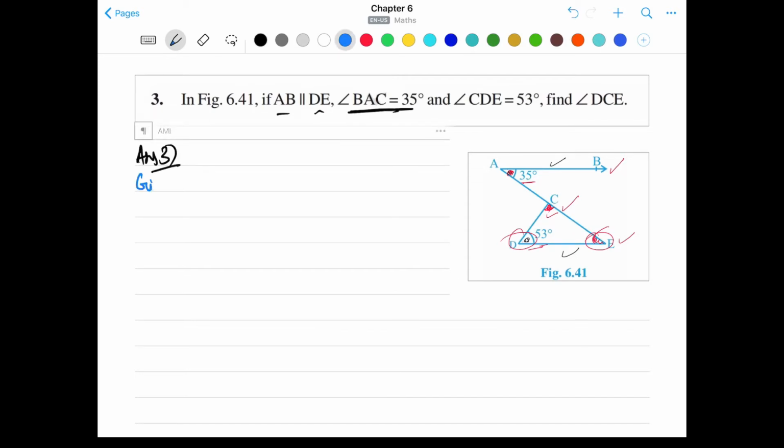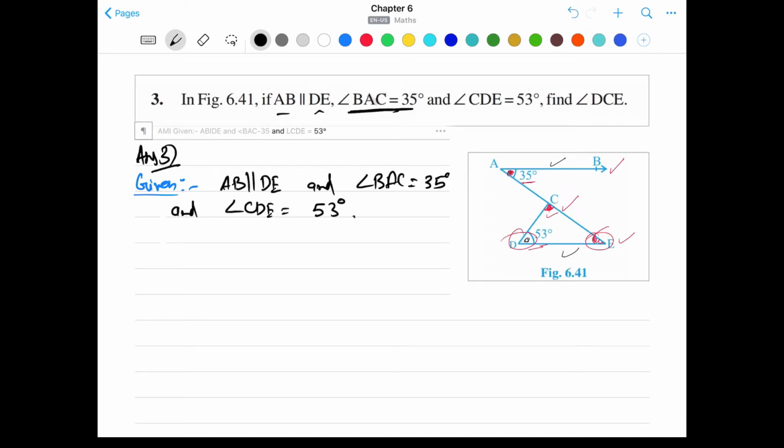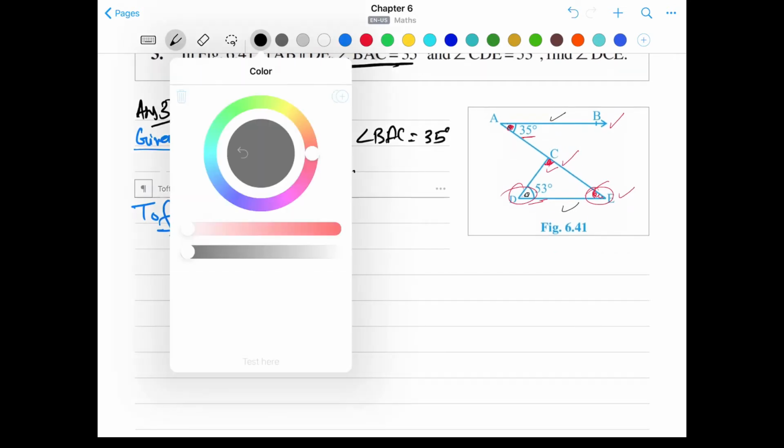First we'll mention the given part. Given in the question is AB parallel to DE, and angle BAC is equal to 35 degrees, and angle CDE is equal to 53 degrees, and we have to find the value of one angle which is DCE. Okay, let's start the solution.